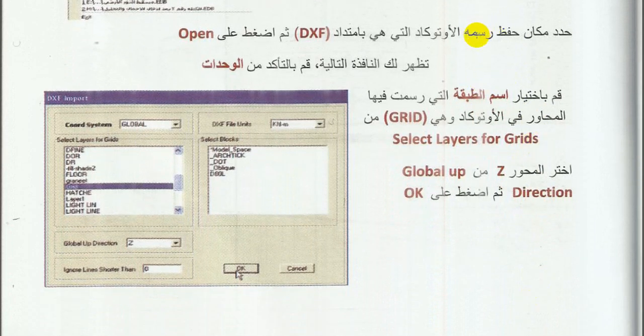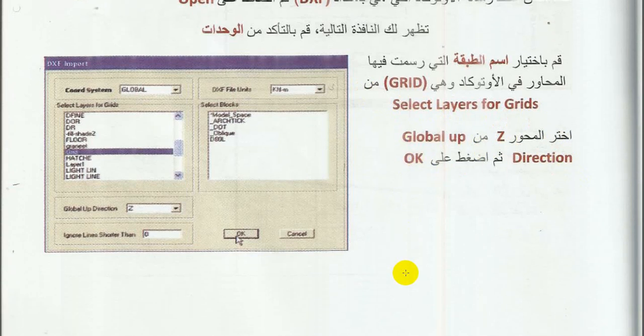Locate the saved file drawn in AutoCAD with the extension DXF, then press open. You will get the following pop-up window. Make sure of the units. Select the name of the layer on which the axes are drawn in AutoCAD, which is grid, from select layers for grids. Select Z global axis from the global up direction, then press OK. Then press yes.